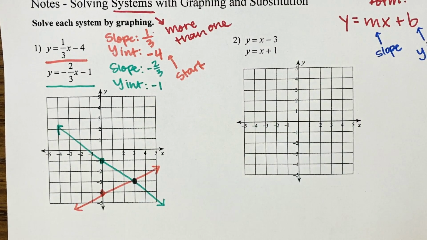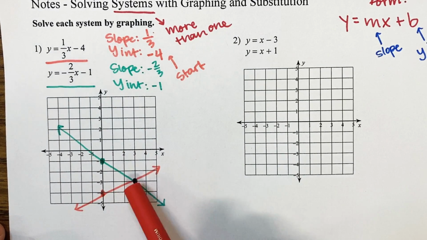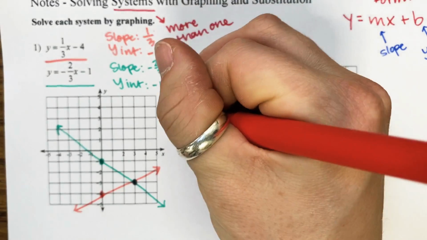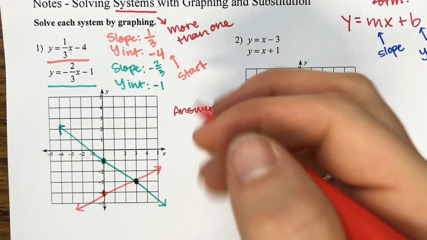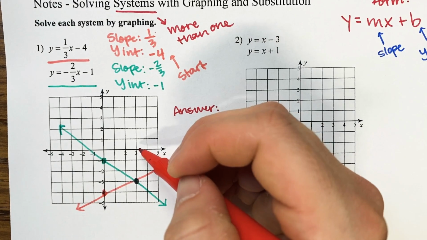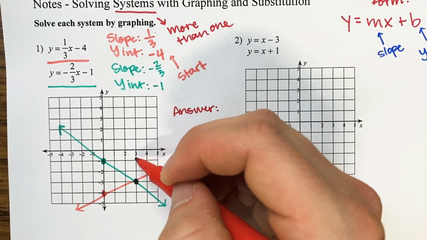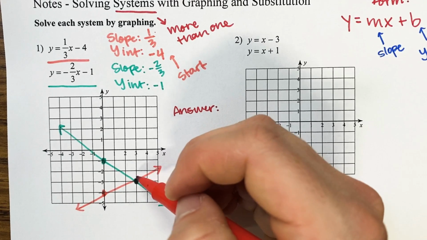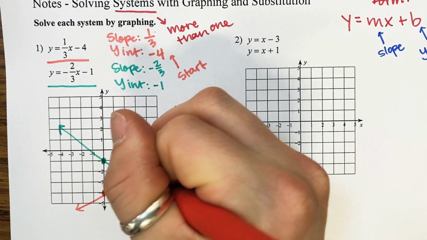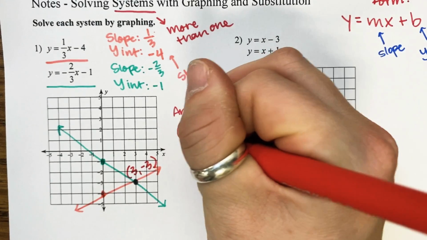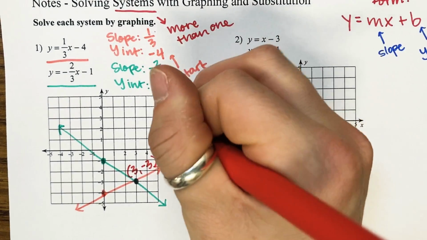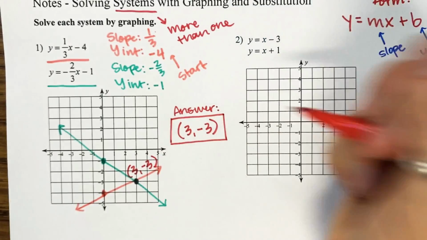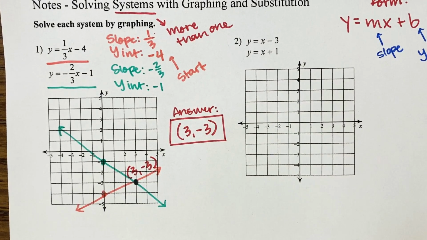This point right there is actually our answer. We had to graph them in order to find that answer. Okay? So the answer, or the solution to this system of equations, is this coordinate point. Okay, always line it up with your x-axis first. So 3 and down to -3. 3, comma, -3. Remember, we always write coordinate points as the x first and then the y. 3, comma, -3.